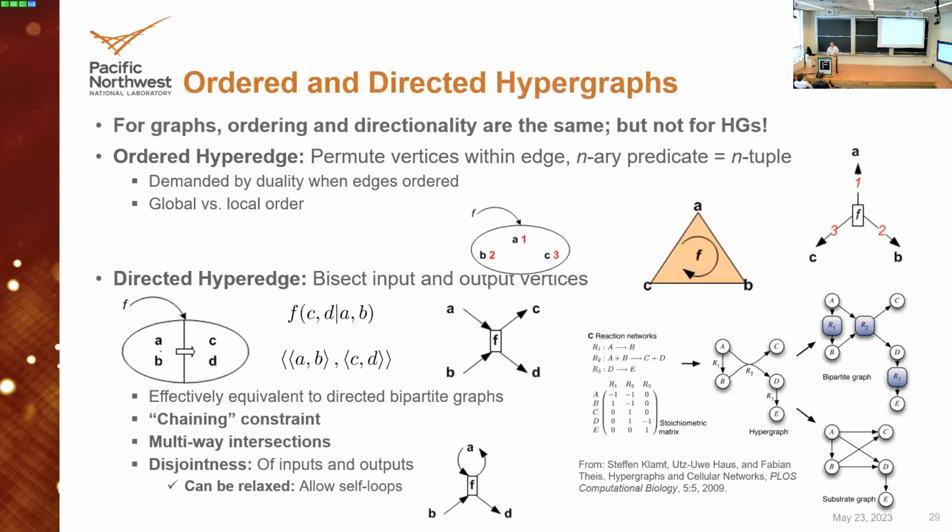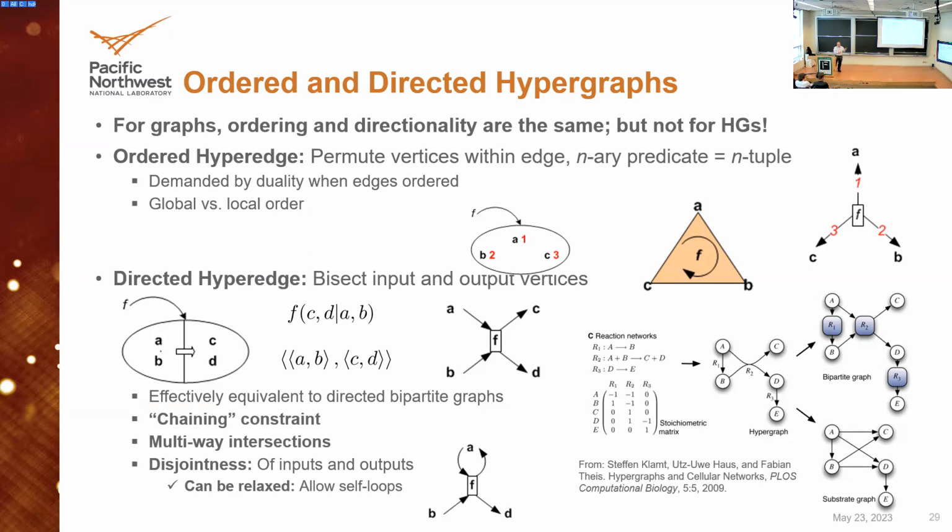As I mentioned, ordered and directed hypergraphs are a thing. In graph theory, ordered graphs and directed graphs are the same thing. If we have a directed graph where A points to B, we say that A is the source and B is the sink. That means there's a bijection between the thing on the left and the thing on the right, which means there's also an ordering relation. The thing on the left comes first, the thing on the right comes second. So order and direction are the same in graphs.